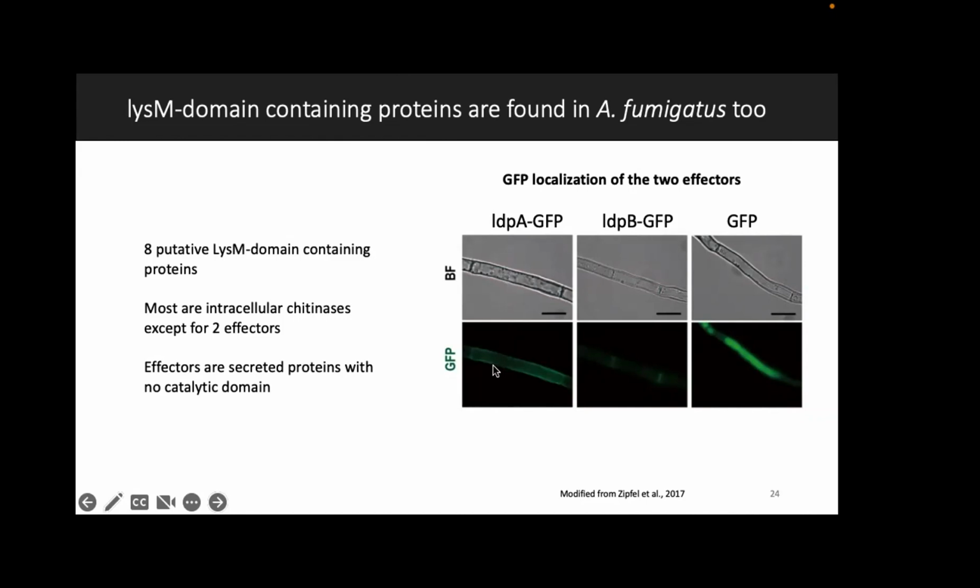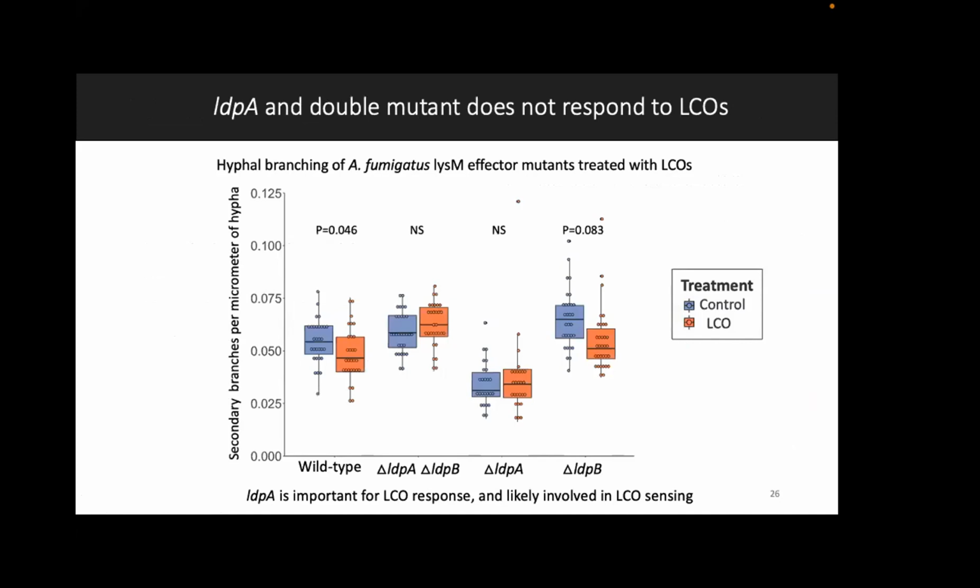So I was thinking, okay, it's not necessarily being secreted into, let's say, the soil, where there's no way it can really get back into the cell to signal. But if it's at the cell wall, it can maybe perceive an LCO and somehow relay that information back into the cell. So I acquired these mutants and I asked, are they important for LCO response? So here I have 4 different strains. I have the wild type, the double deletion of those 2 effectors, LDPA and LDPB, and the single deletions.